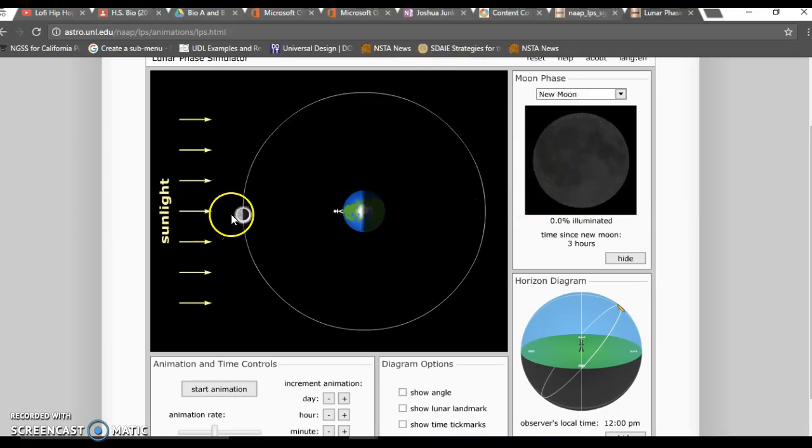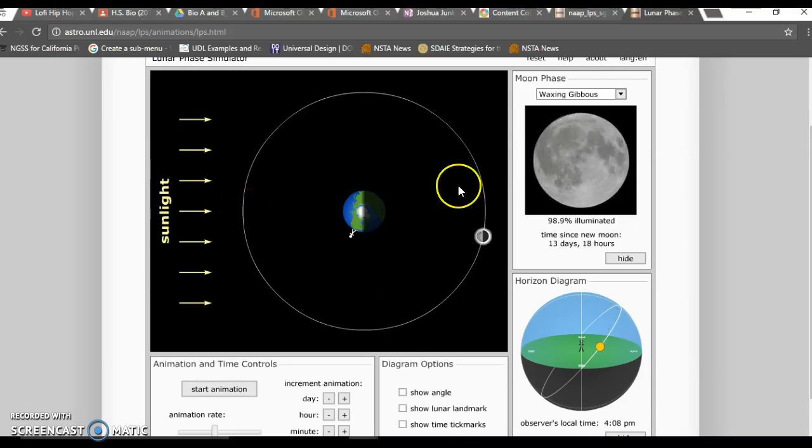In fact, if you just start it on 0 days or 0 hours and just start it, it will naturally go this way. So if you hit start animation, it will run on its own. You don't have to always control where it goes. It'll run always. But if you want more control, you can do that. So it said the first phase is waning gibbous. So you go find waning gibbous, done.